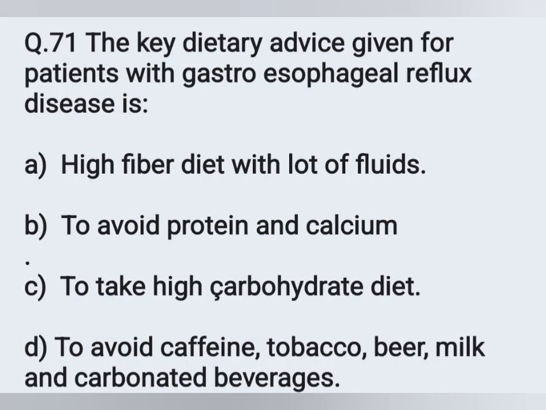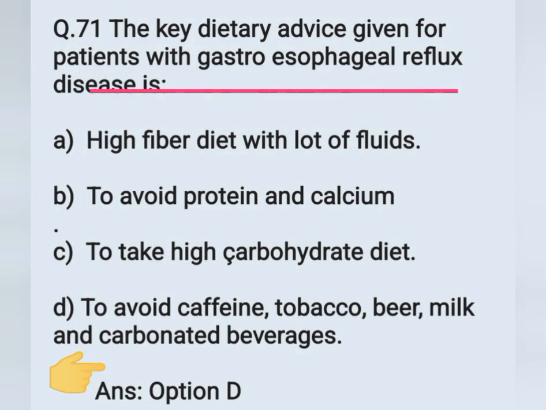And the next question, number 71. The key dietary advice given for patient with gastroesophageal reflux disease is. Option A, high fiber diet with lots of fluids. Option B, to avoid protein and calcium. Option C, to take high carbohydrate diet. And option D, to avoid caffeine, tobacco, beer, milk and carbonated beverages. Our question is, which dietary advice will be given to a patient with GERD or gastroesophageal reflux disease? Should avoid caffeine, tobacco, beer, milk and carbonated beverages. Option D is the correct answer.